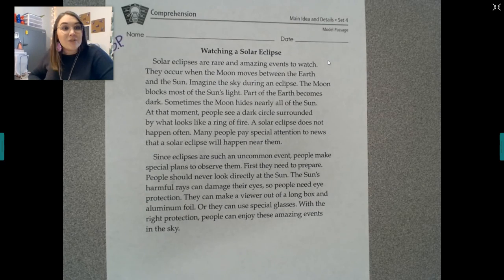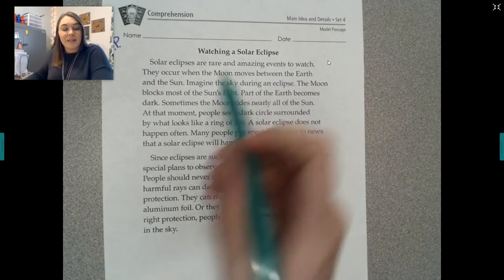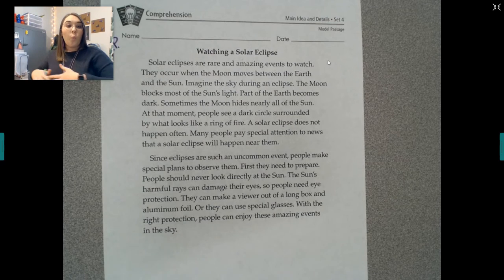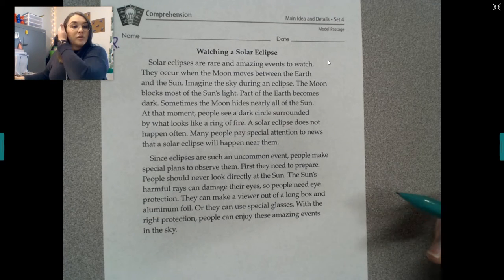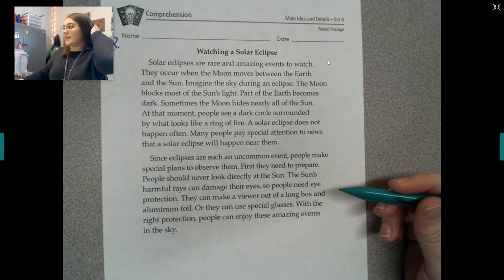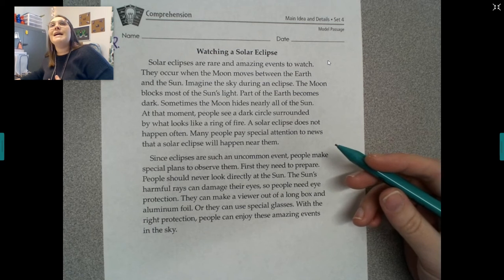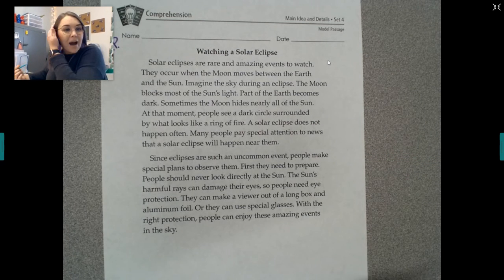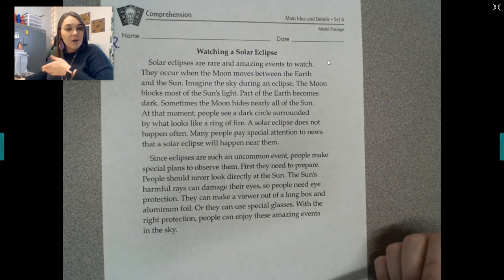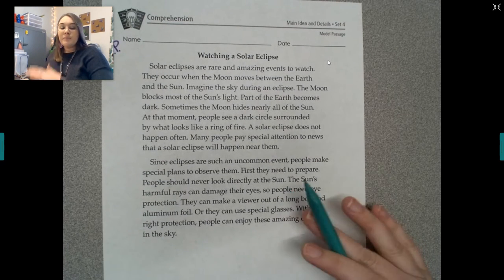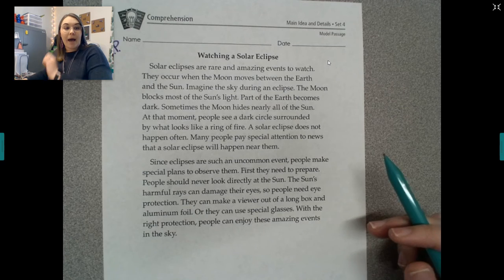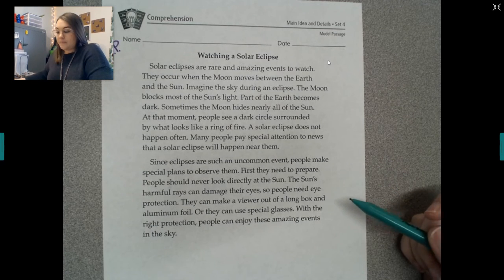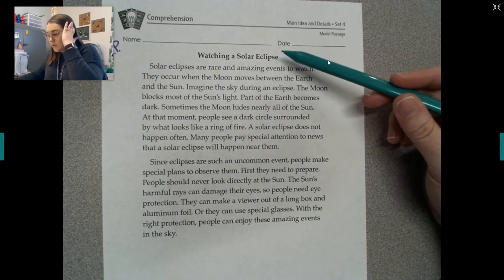That means your central idea is not solar eclipse. We've got to figure out what the central idea is based off of all of the details that this passage gives me. So while I'm reading, I'm going to be thinking to myself, what is the main thing this talks about? Now, if it is solar eclipses, what about solar eclipses? So let's go ahead and read this short little passage, and then we're going to create a bubble map for our assignment. Okay, watching a solar eclipse.